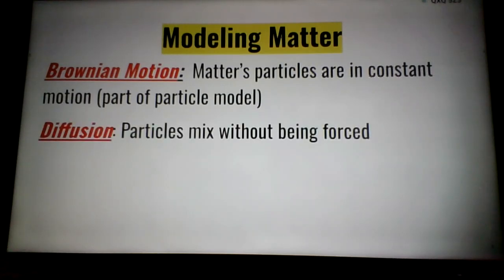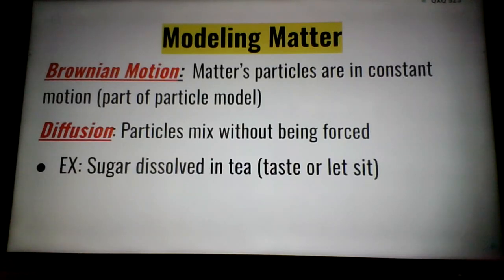Diffusion. Particles mix without being forced to. Because of this Brownian motion, these atoms and molecules are constantly moving, allowing, sometimes quickly, sometimes slowly, mixing of different ingredients. For example, we put our sugar into our tea.